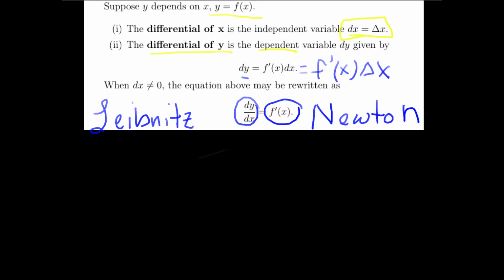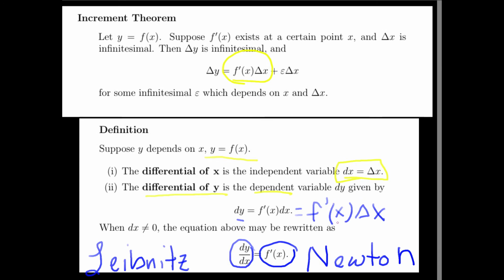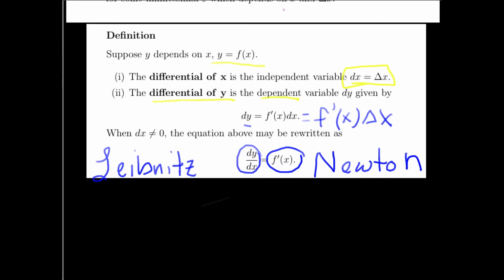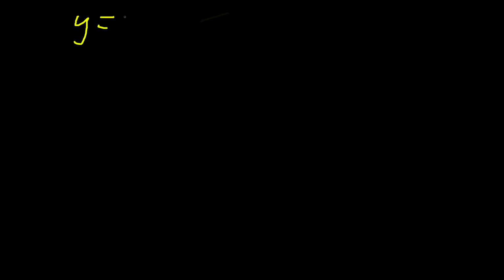So let's take a look at this. So we've got differentials now. We have the increment theorem. So I want to just run through an example in which we compute the differentials, we compute the delta y, and we go through and find the epsilon that makes the increment theorem valid. So the function we'll investigate here is y equals 1 over 2x. And we'll let delta x be an infinitesimal.